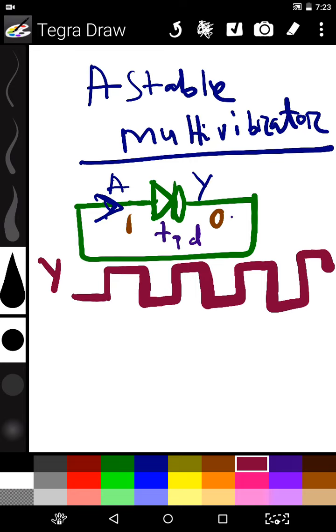Why is it a free running circuit? Because there is no need to give an input. Once power is on, it will start oscillating until power is removed from the circuit. Similarly, it is called a square wave generator because it alternates between 0 and 1, generating a square wave at the output.